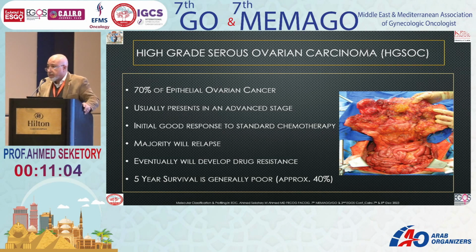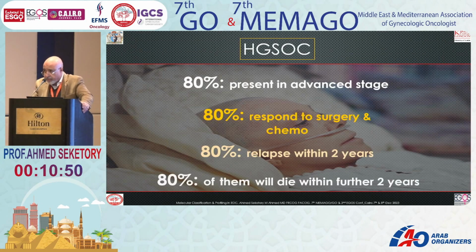Those who are asking about numbers: around 2,000 new ovarian cancer cases a year in Egypt, and around 1,100 deaths a year from ovarian cancer in Egypt. So the figure 80% you can roughly take as a fact in ovarian cancer. 80% present with high-grade ovarian cancer, 80% present in advanced stage, 80% will respond to surgery and chemotherapy, 80% will relapse within 2 years, and of those who relapse, 80% will sadly die within a further 2 years.